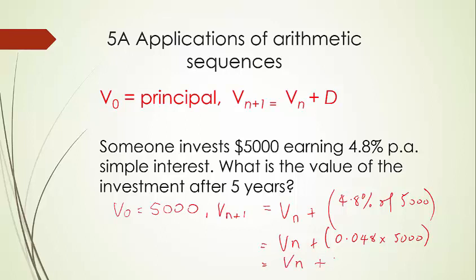So there's actually the formula. V0 equals 5,000, Vn plus 1 equals Vn plus 240. And then you get your calculator out and put in 5,000 and press enter, and then press add 240, enter. That's the first one. Another one 2, another one 3, another one 4, another one 5, and you should get an answer of $6,200. Now do that yourselves on your own calculator to make sure that that's what you get.